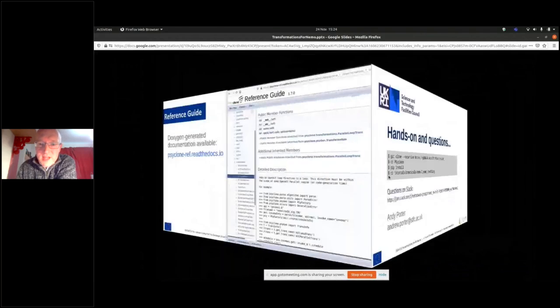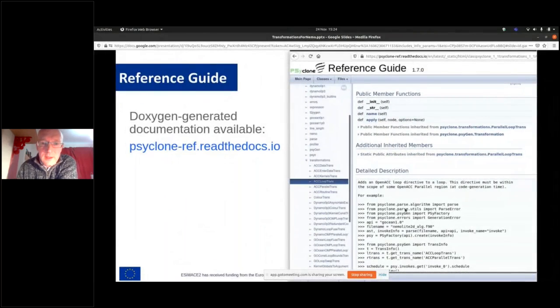It will give you the documentation for the transformation, including an example of how to apply it, for instance. So that can be very useful in working out what you need to do.